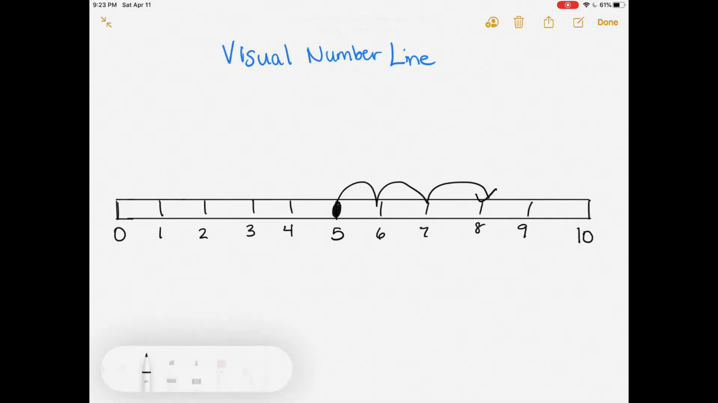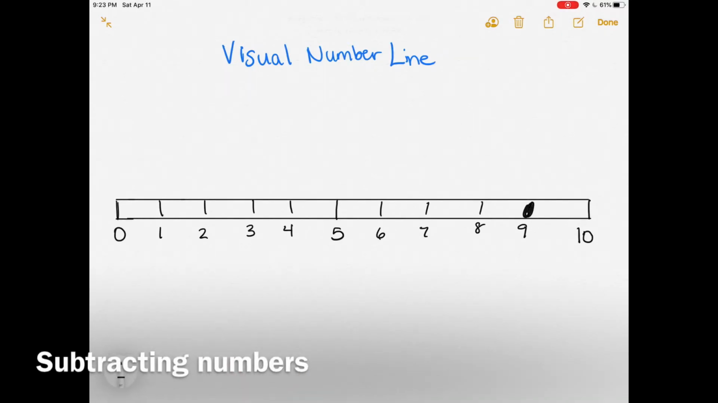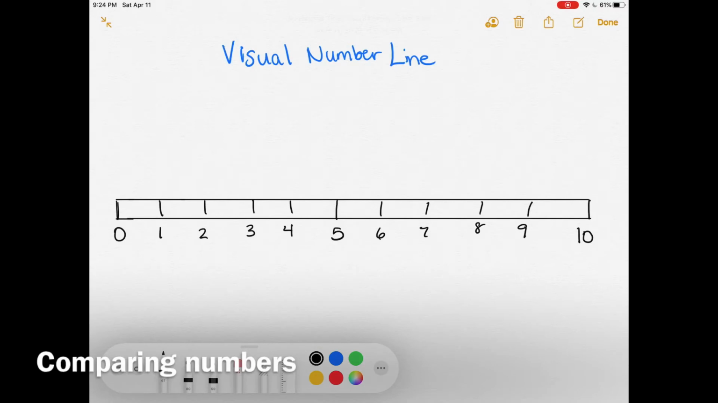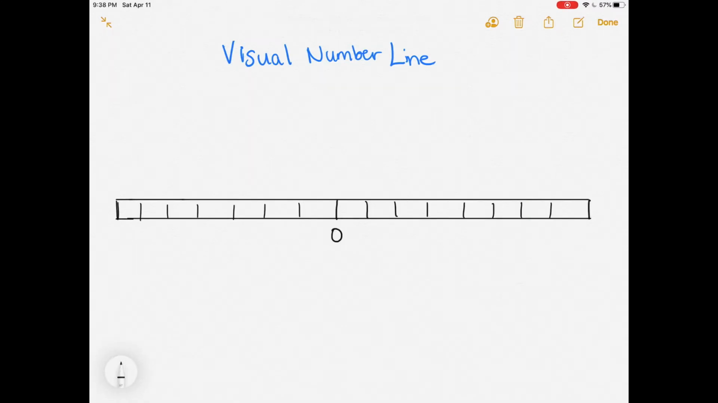If I asked you 9 minus 7, you can think 1, 2, 3, 4, 5, 6, 7. The answer is 2. Or you can think of it as how many jumps to get down to 7. 2 jumps. If I asked you how far apart two numbers were, you can locate them in your mind on a number line, 3 and 9. You have to find the distance between those two numbers. 1, 2, 3, 4, 5, 6. The difference is 6.